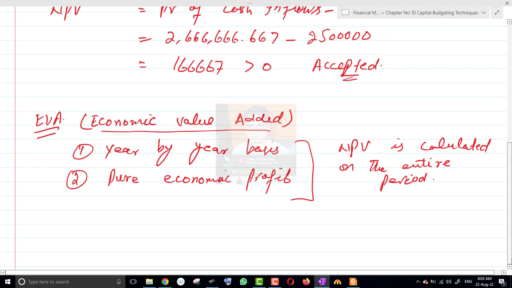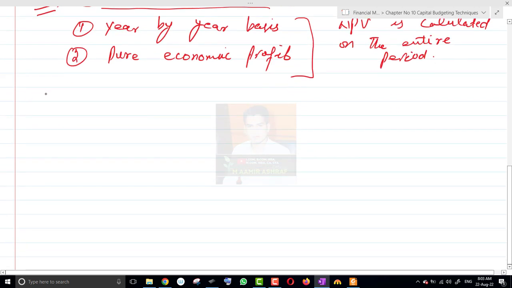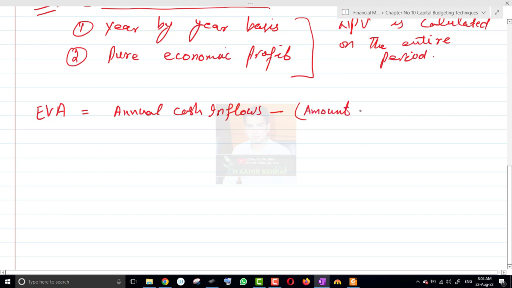So how can we solve the economic value added? The formula for economic value added is equal to annual cash inflows minus amount invested multiplied by cost of capital. Actually, it is called capital charge.